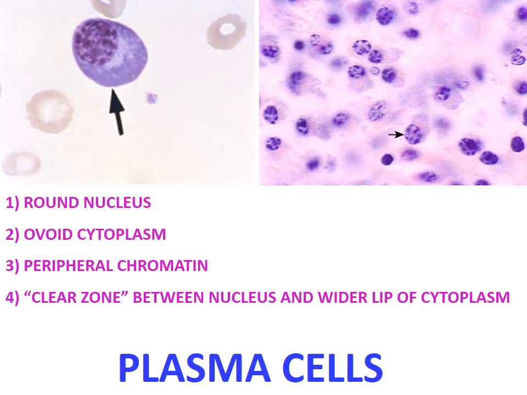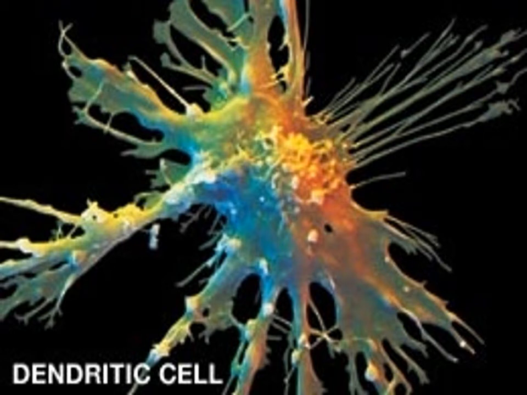around the nucleus and the cytoplasm. And there is a clear zone between the nucleus and a wider rim of cytoplasm. So if you get these four features, or three out of four features: round, eccentrically placed nucleus, ovoid cytoplasm, peripheral chromatin, and a clear zone between nucleus and cytoplasm, it is called a plasma cell.